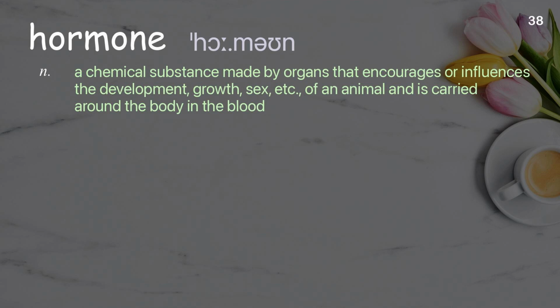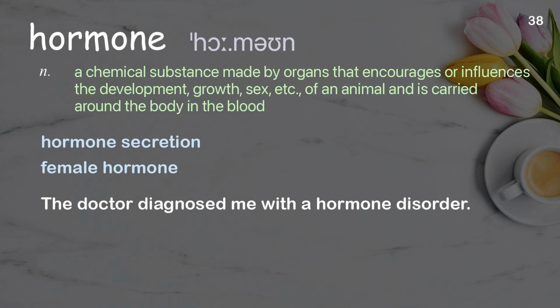Hormone: a chemical substance made by organs that encourages or influences the development, growth, sex, etc., of an animal and is carried around the body in the blood. Examples: Hormone secretion, female hormone. The doctor diagnosed me with a hormone disorder.